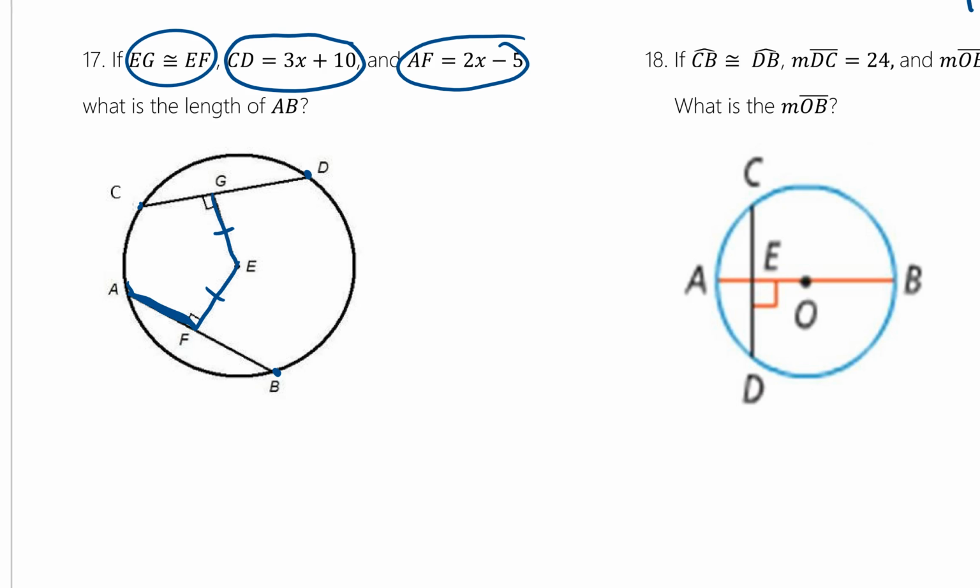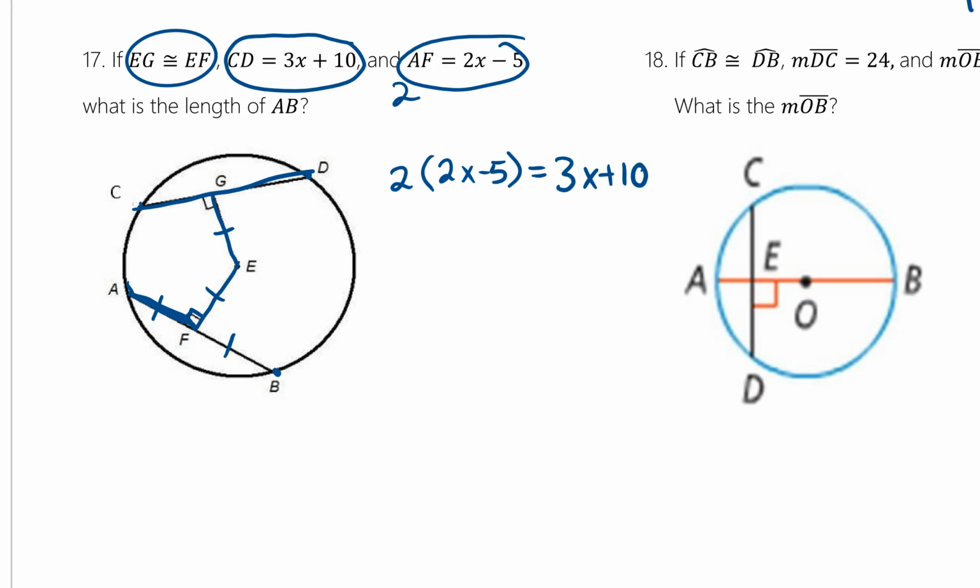That comes in with the other property that says if a radius is perpendicular to a chord, then the chord is bisected. So if I multiply AF by 2, I should get AB, and I can set that equal to CD. The equation is going to be 2 times (2x minus 5), because 2 of those will make the whole line, equal to 3x plus 10, my value of CD.